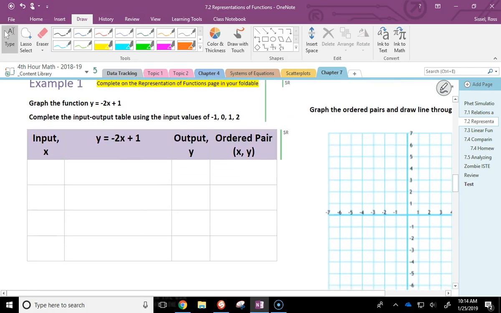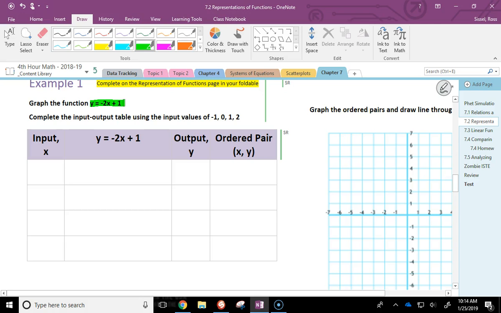Now, opening up your booklet, representations of functions, we are going to do this together. I want to do the first one together, then I'm going to have you work on your own and see if you can do it. It says graph the function y equals negative 2x plus 1. Good question.